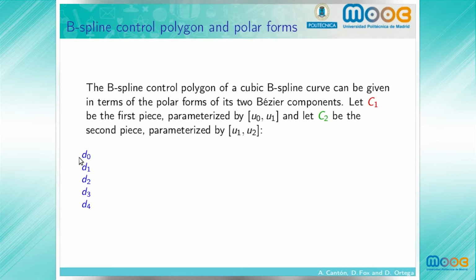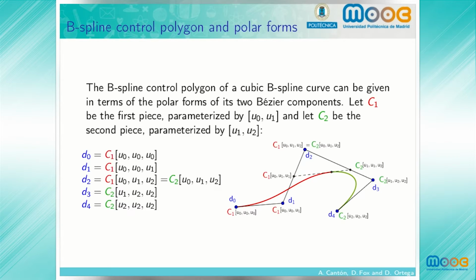The B-spline control polygon is denoted by D0, D1, D2, D3, D4, and here we can see the B-spline control polygon and the B-spline curve, with its two Bezier pieces, the first one in red and the second one in green. We are going to relate the polar forms of these two Bezier pieces with the B-spline control polygon.